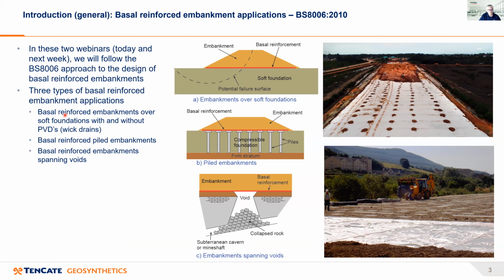BS 8006 has three types of embankment applications. The first type, in the diagram at the top, is the basal reinforced embankment on a soft foundation. You can see the photograph on the top right, where the basal reinforcement has been laid out on the soft foundation, and they're starting to place embankment fill on top to construct the embankment. The second type of application covered in BS 8006 is basal reinforced piled embankments, where piles or columns are inserted into the soft foundation.